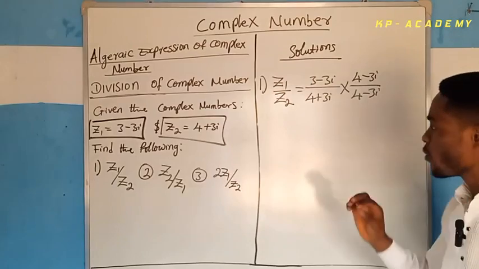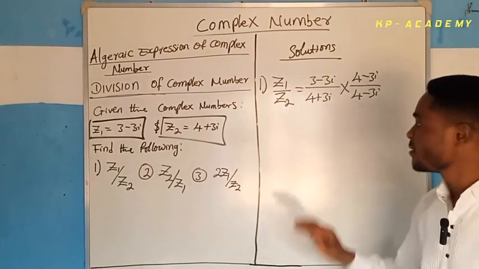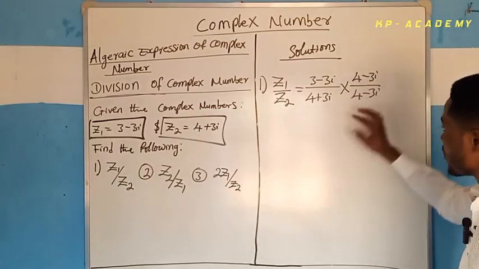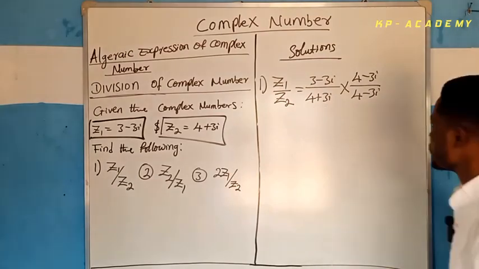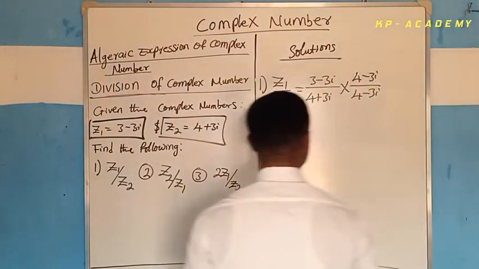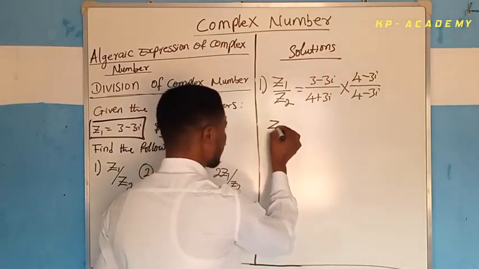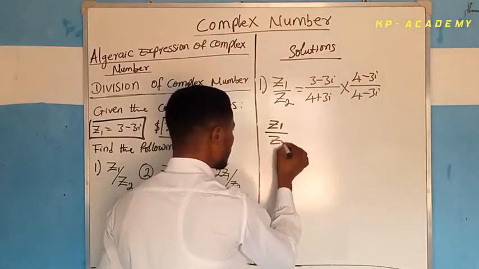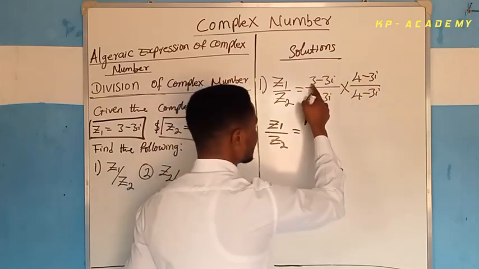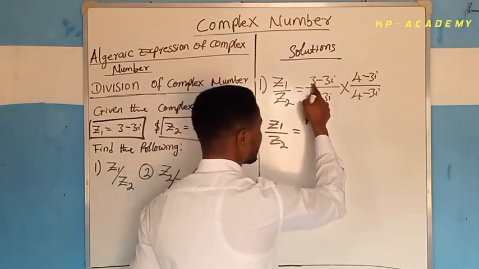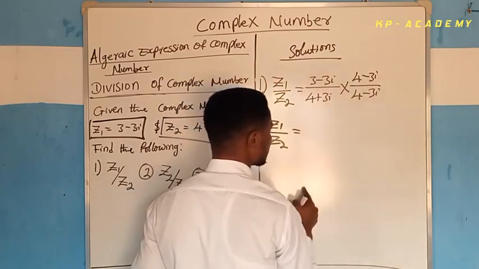Since our whole aim is to get rid of i by multiplying up and down by the conjugate of the denominator, we've succeeded in solving. The same way we tackled the problem in multiplication of complex numbers is the same way we are going to tackle this one now. So we are going to say that the whole of this numerator are going to multiply themselves.